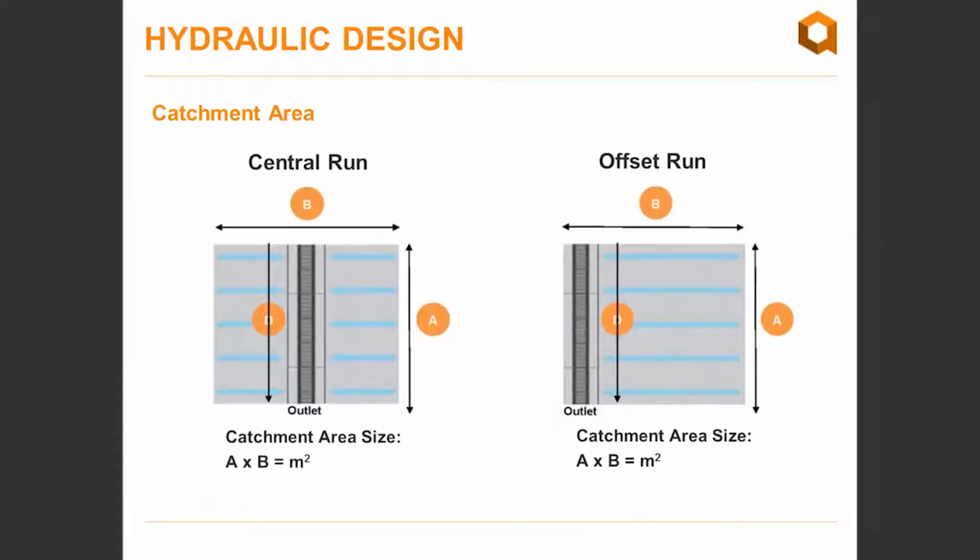The catchment area is the total surface that the trench drain uses to drain. There are two configurations, central or offset. It can be uniform as shown on the screen, but our software can also accommodate for non-uniform areas.